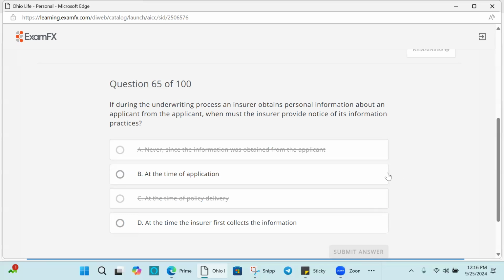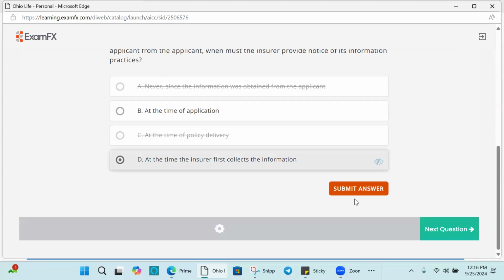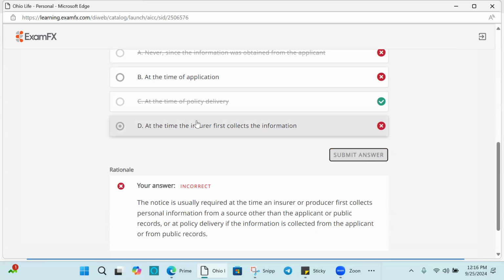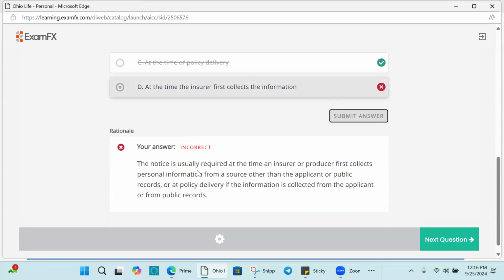Probably not immediately at the time of application, but maybe at the time the insurer first collects information from the applicant. I think the answer is D. We need to hurry up. So the notice is usually required at the time the insurer or producer first collects. Okay, it's required. So three times: source other than applicant, public record, or policy delivery if information is collected from applicants or public record.